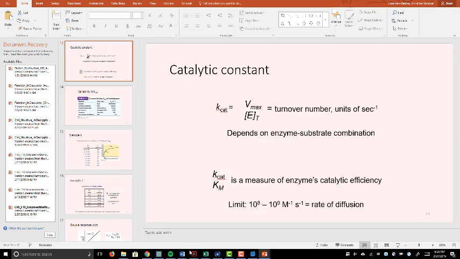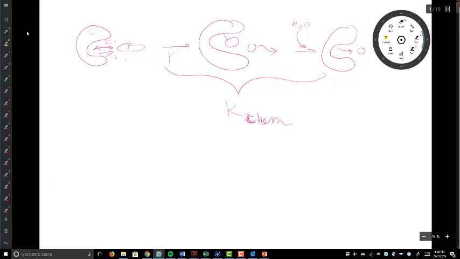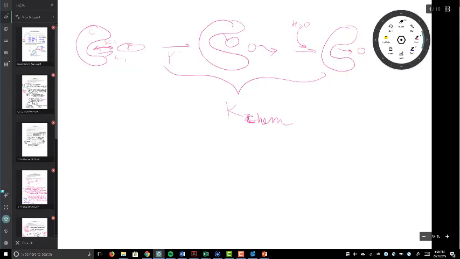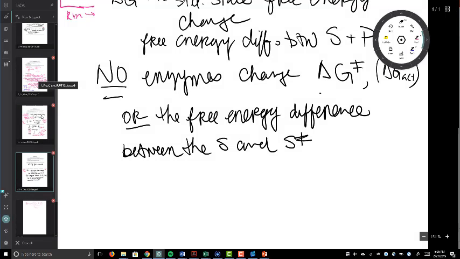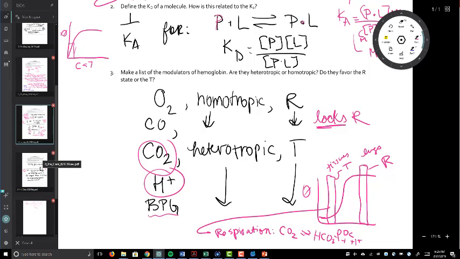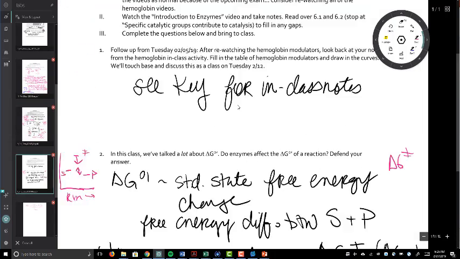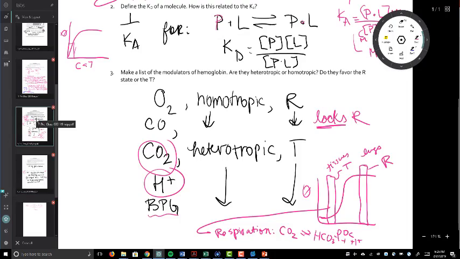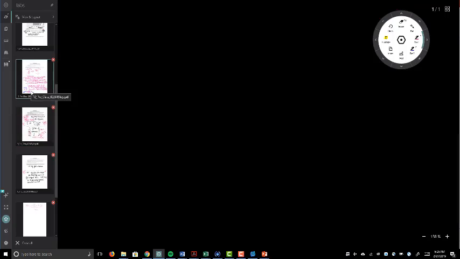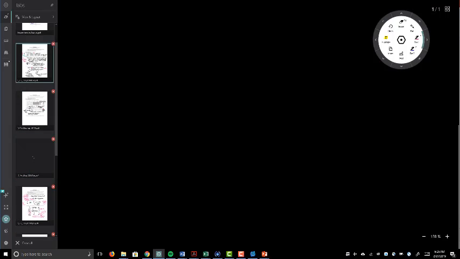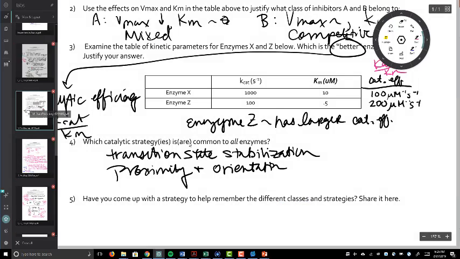Right, and so that tells you how well it's binding and how many reactions are happening. So it binds really well and it reacts really quickly. So if it binds really well and reacts really quickly, you're going to have a really high enzyme efficiency. Or is that what you always want? You know, it really depends.